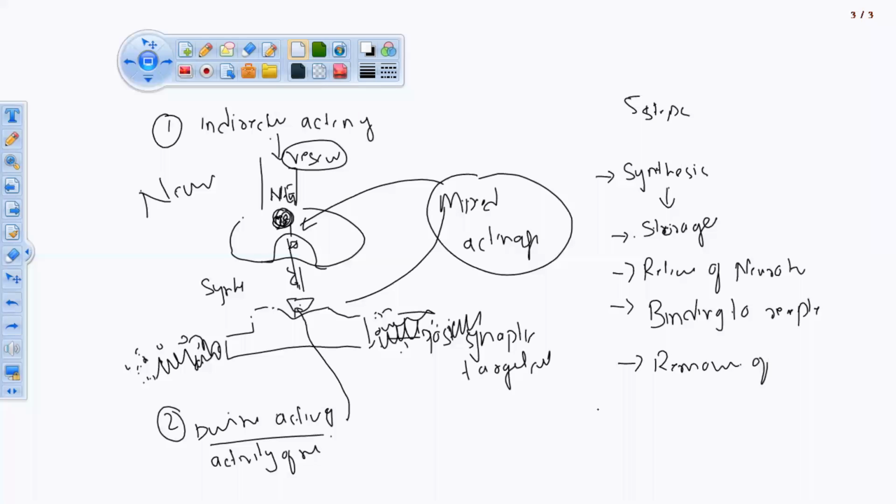After some time it will get restored. When it gets restored, the formed neurotransmitter is removed from the binding site, removal of नॉरएपिनेफ्रिन. अब यहाँ से रिमूव हो गया. आफ्टर रिमूवल, रिमूवल होके किधर जाएगा? मेटाबोलाइज. इट विल गेट मेटाबोलाइज. रिमूवल होने के बाद मेटाबोलाइज होगा.